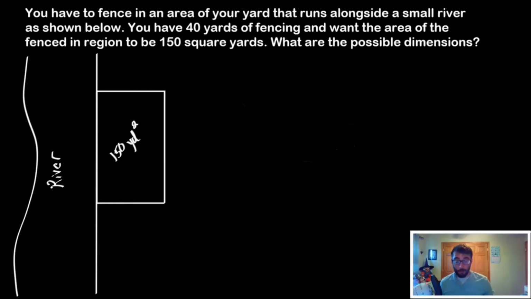So there's a little bit of information here. I can call this X and this Y. So this would also be X, right? Because it's a rectangle, or we're fencing in a rectangle. Now, there's two things I know.